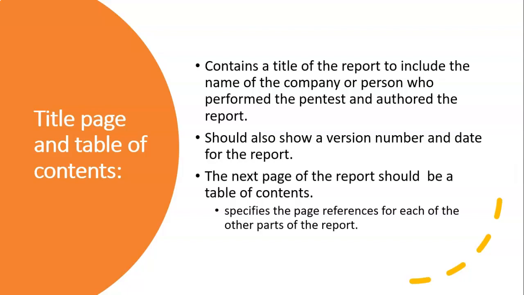The next page of the report should be the table of contents. This specifies the page references for each of the other parts of the report. Here's an example of what you can expect to see with the pen testing final report. You're going to have a nicely formatted cover page, and on the next page you should have the table of contents, but as I stated earlier, that could be an abstract or an introduction.